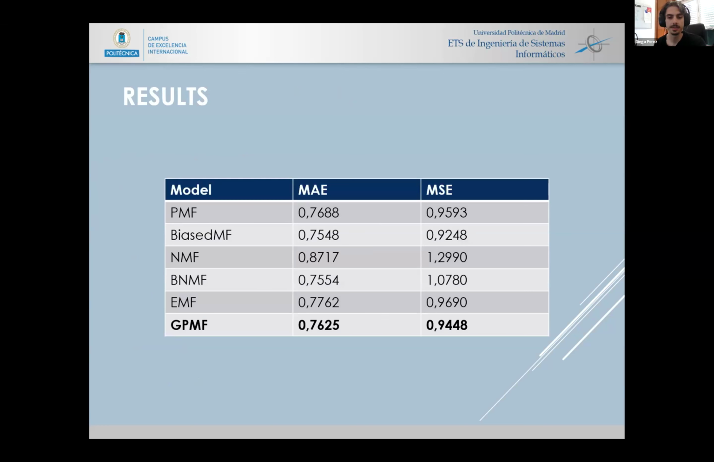Now I will present the results obtained by our model. In this table, we compare GPMF with several baseline models. As we can see, GPMF improves the performance of EMF in both evaluation metrics, achieving lower MAE and MSE values. In addition, GPMF also outperforms the PMF model, which shows that this evolutionary approach can improve prediction accuracy.